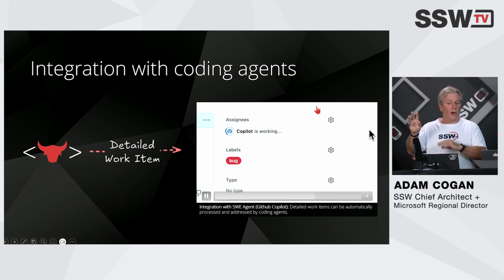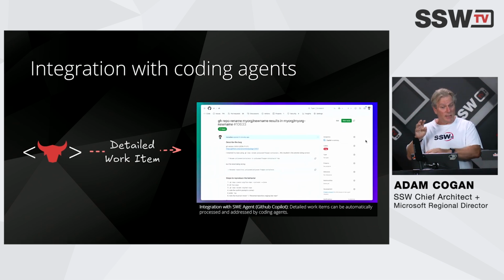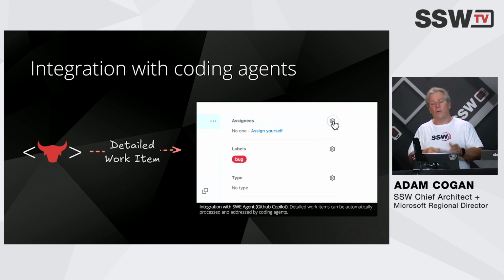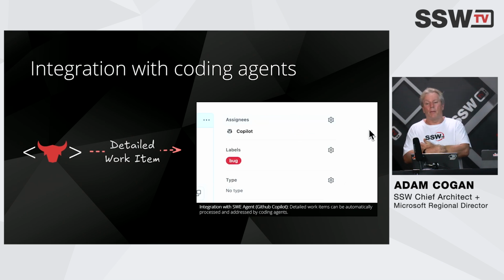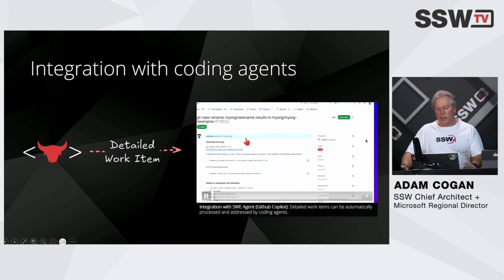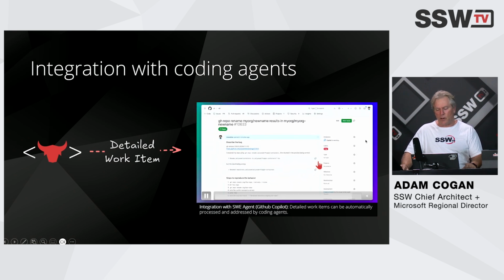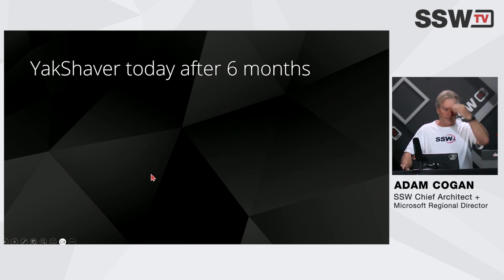work out which coding agents are better at which things and get a different coding agent to do the different task. One coding agent might be good at CSS. One coding agent might be better at .NET, etc. So you can imagine that happening, and so it'll automatically be assigned that way.